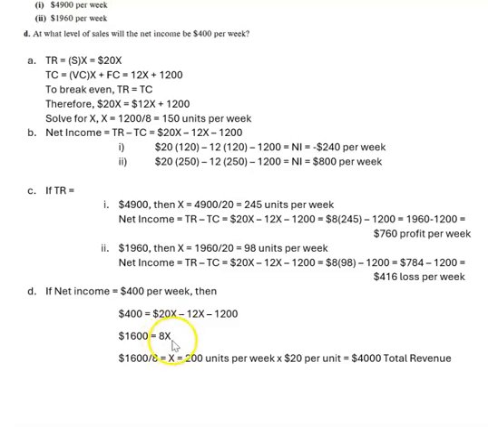Then we want to isolate the x by dividing each side by the 8. That gives us 1600 divided by 8 equals x. And that is 200 units per week that we need to sell in order to have a net income of 400. So that's on the per unit basis. And if we multiplied it out by the $20 per unit that we sell it for, total revenue of 4,000 would give us net income of 400 per week.